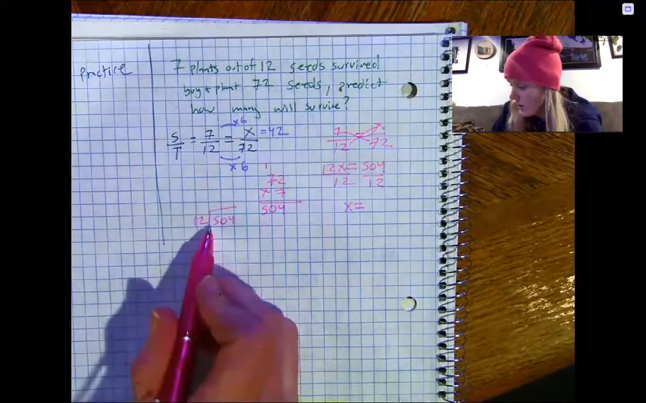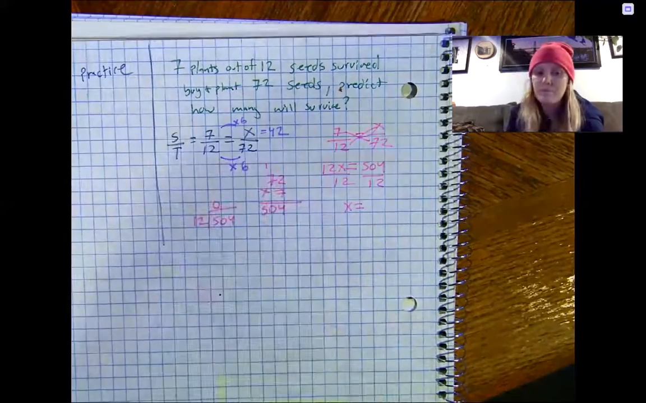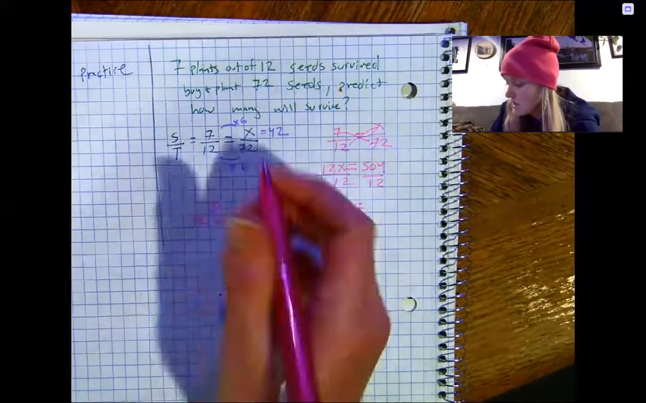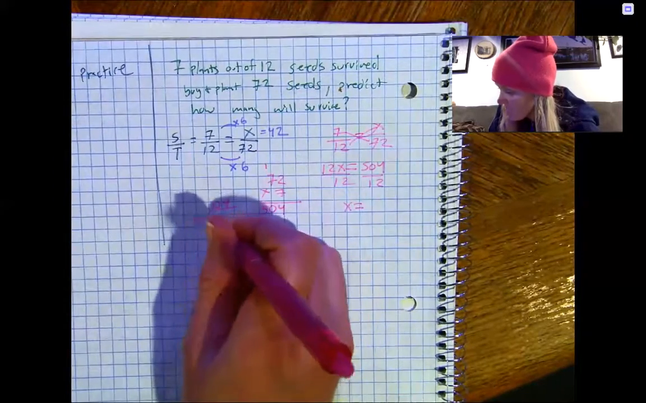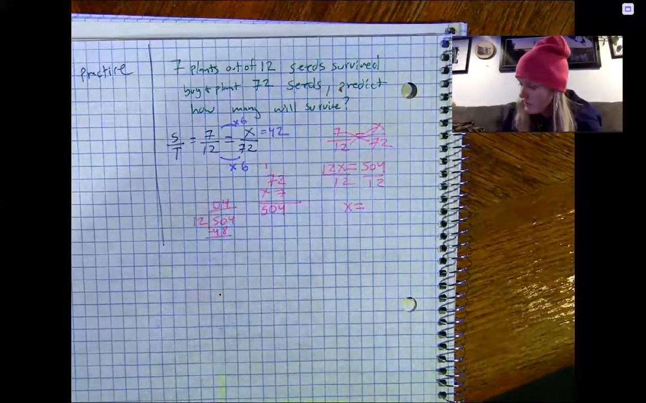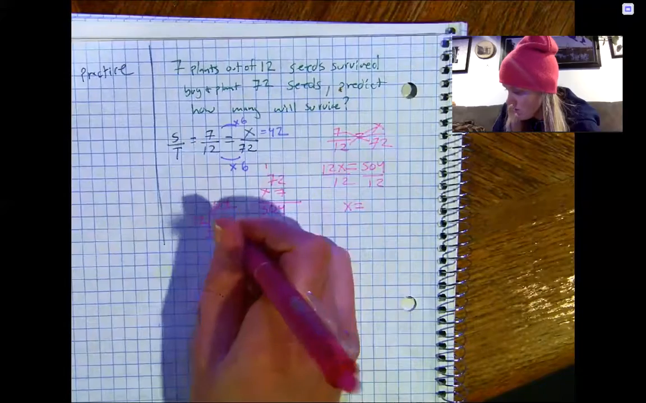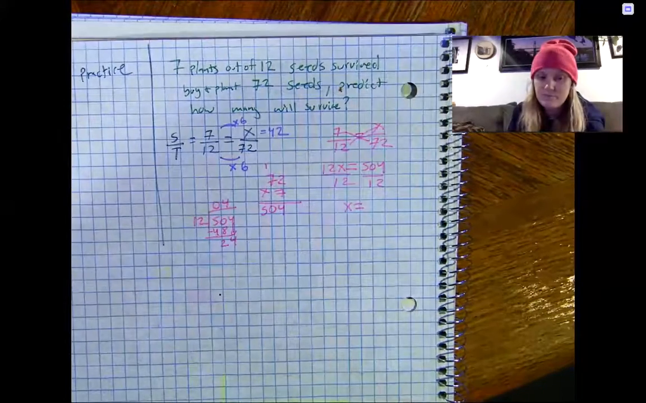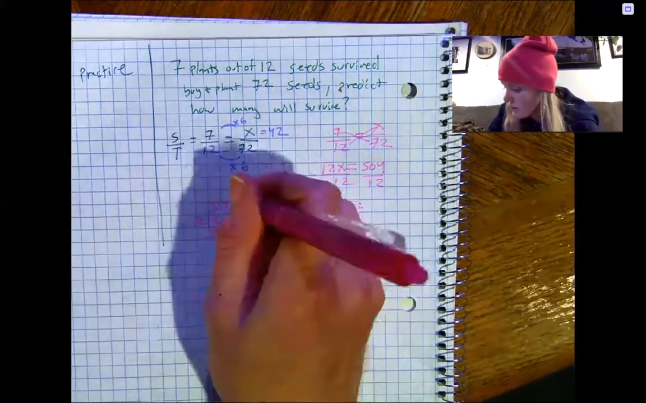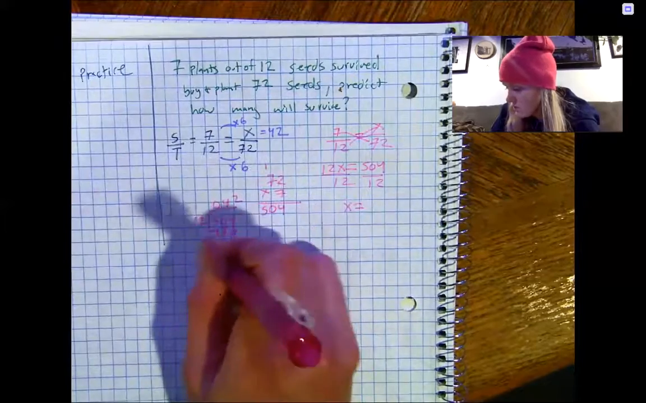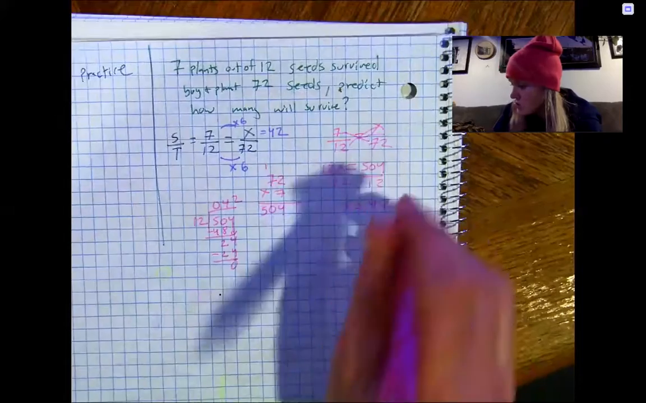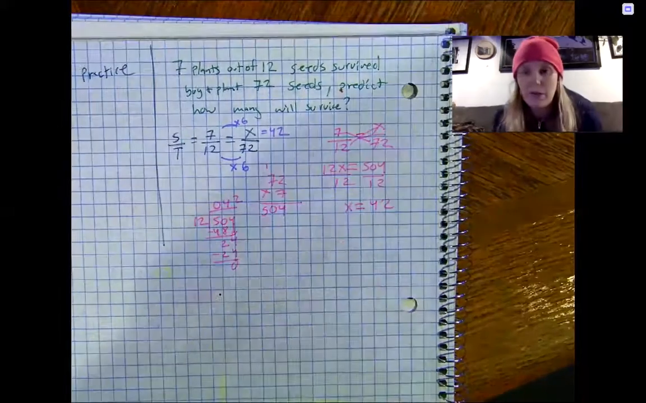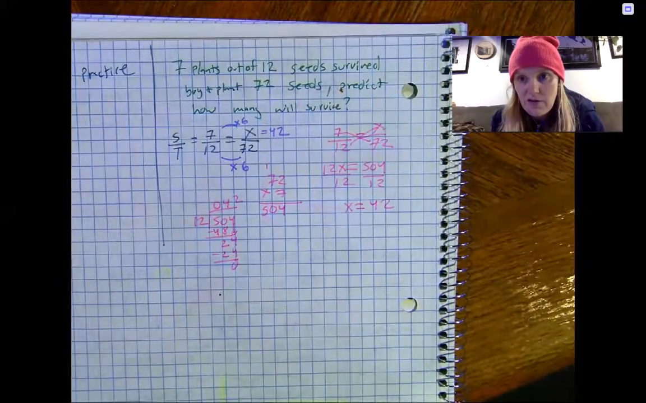12 does not go into a 5, so I put a 0 directly above it. 12 goes into 50 how many times? 4, because 4 times 12 is 48. 50 minus 48 is 2. Bring down the leftover 4. 12 goes into 24 exactly 2 times. I have no leftovers and no remainders. Aha, X equals 42. So 42 of the plants should be expected to survive, or seeds should be expected to turn into plants.